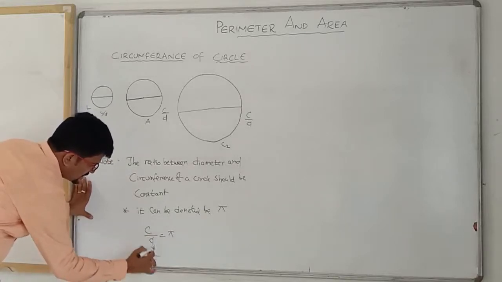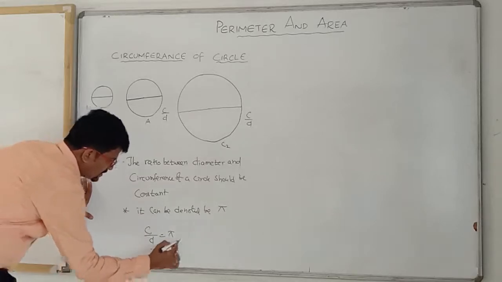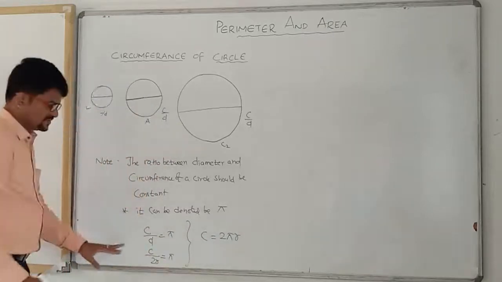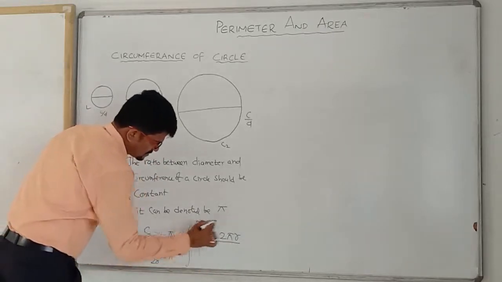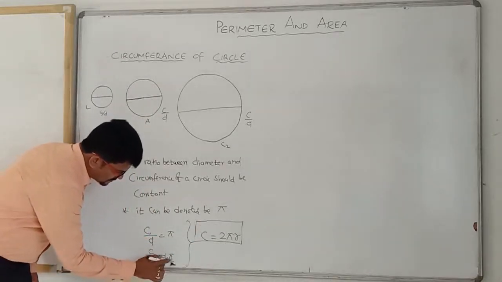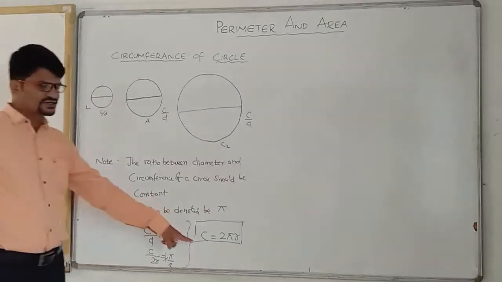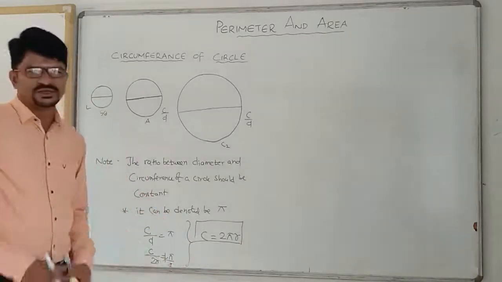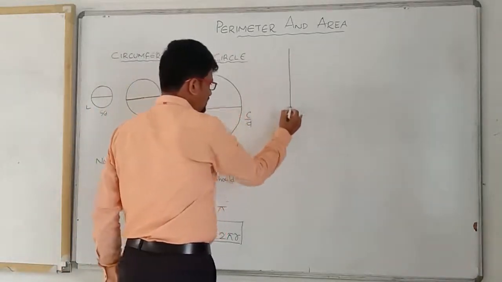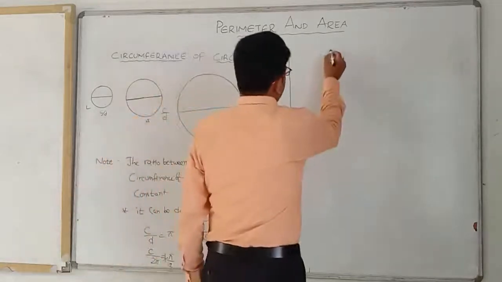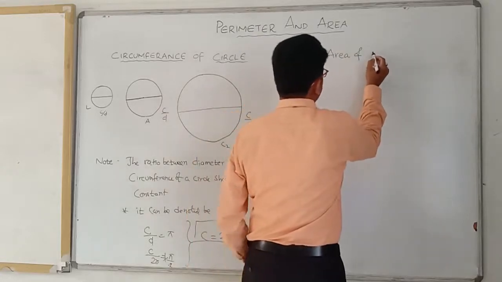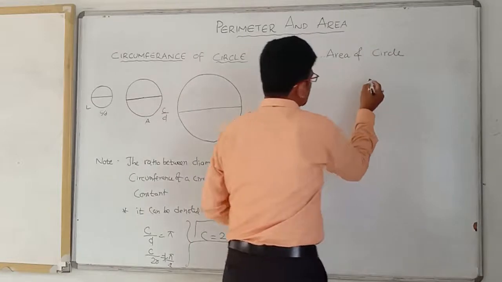That implies C by D, meaning 2R, is equal to pi, which implies C is equal to 2 pi R. Therefore, the formula: circumference of a circle is equal to 2 pi R. Am I right? Therefore, circumference of a circle is equal to 2 pi R. Am I right, children? So now I'll give you the formula for the area of a circle.